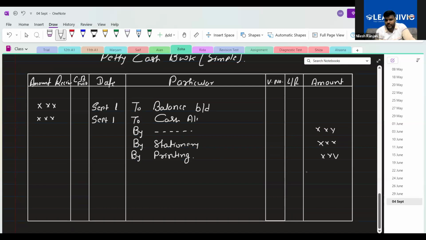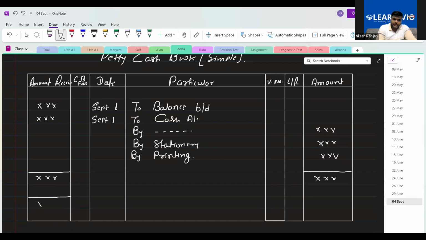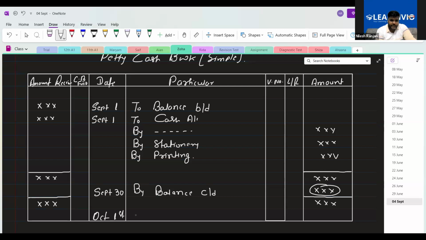At the end, we calculate the total of this side and the total of this side. Then again we calculate the total once more, and we write the higher total on both sides. So the higher total will generally be the amount received. The same amount will be written here also, and the balance will be written here as by balance CD on the last date, September 30th. Now this balance is carried forward to the opposite side as per the ledger concept. So on October 1st, it will again be to balance BD.